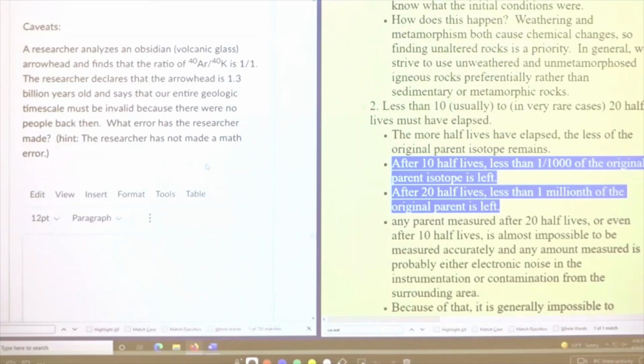Okay? Hope you all understand how to do this. I'm going to stop now and we will look at the relative time exercise, the relative time question next.